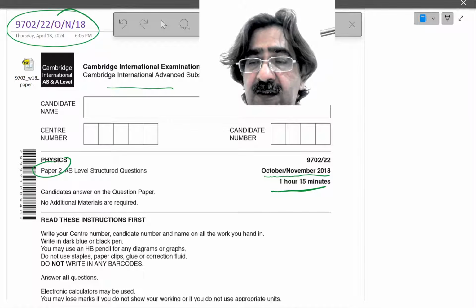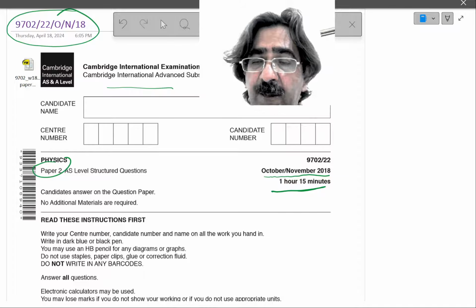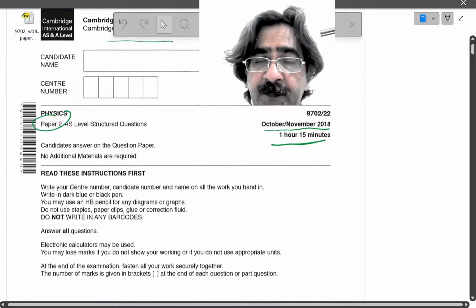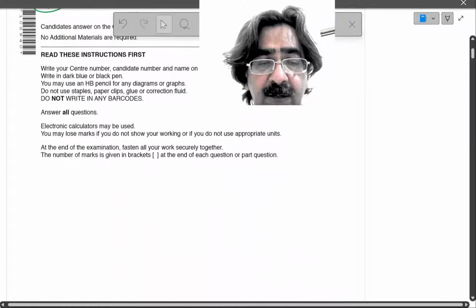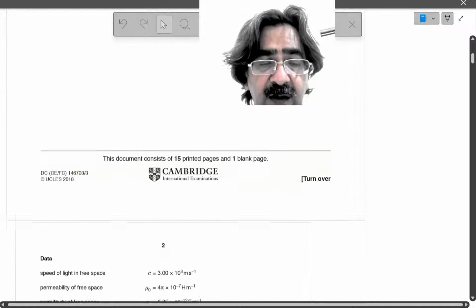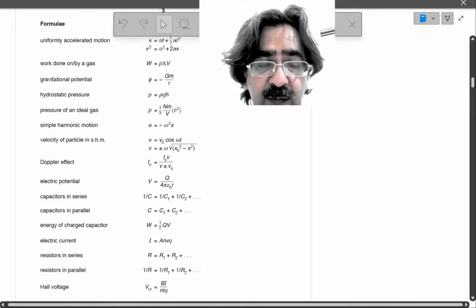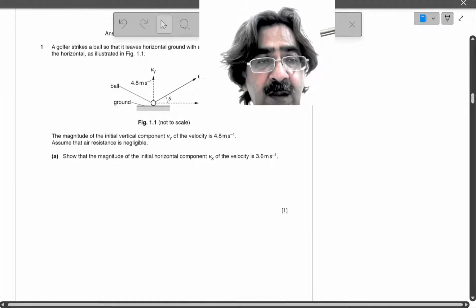I will solve this paper with complete detail and description, so let's start from question number one.